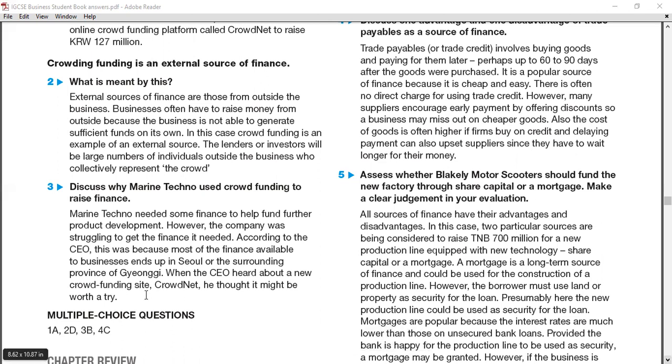That's why. So this business was outside Seoul, and then you can find out it was very difficult to find money in that normal source of financing. So they wanted to start something new, the product development of this business. So they started crowdfunding. Within a day, they're able to reach their target. Right? Okay. We'll go to some kind of MCQ question based on this.